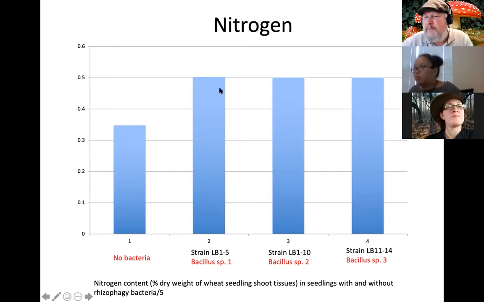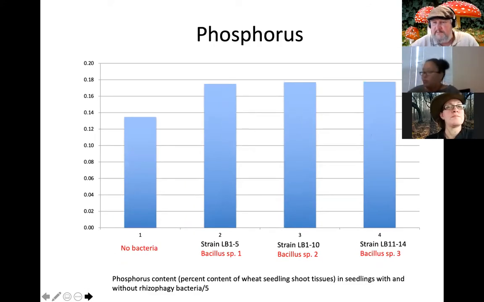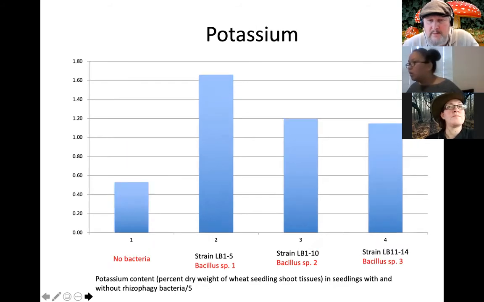This is the natural way that plants work. This is the way that they get their nutrients, through these microbes. And phosphorus, it looks like about 20% more. You can see to the left with no bacteria, and then to the right, you see potassium. You can see this first microbe happens to be a Bacillus species. Looks like it's like 3 times the potassium. Certain microbes deliver a lot of potassium to plants.